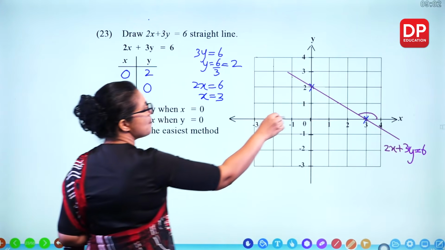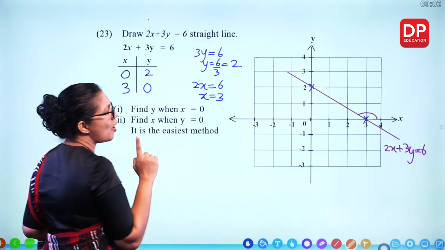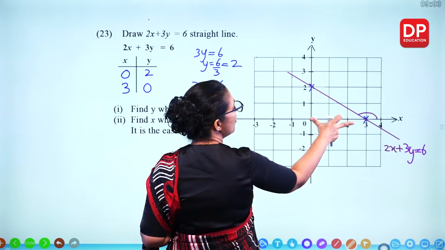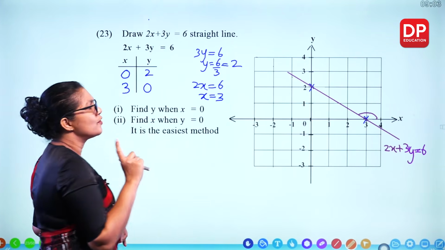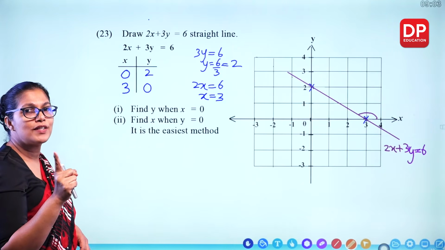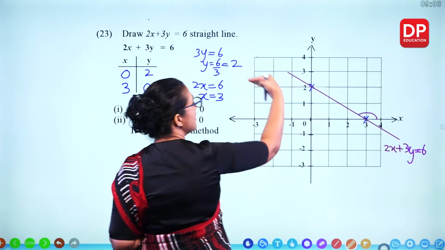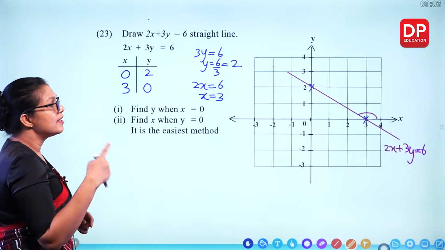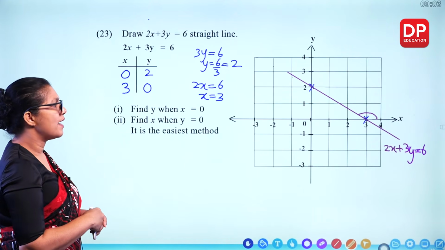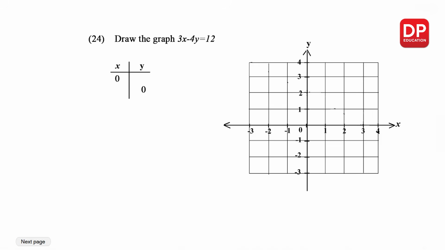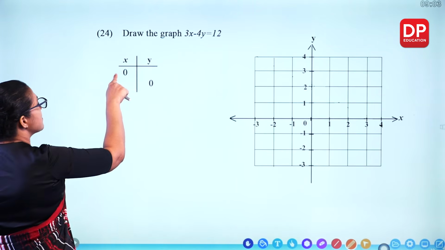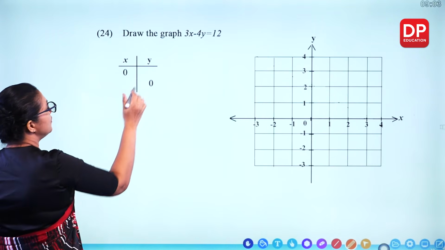And the y-intercept is 2. So how do you find the gradient? Here, 2 over 3. So you get negative 2 over 3, because the slope or gradient is negative. We'll discuss that later. Draw the graph 3x minus 4y equals 12. What's the easiest method? x equals 0, find the y value.